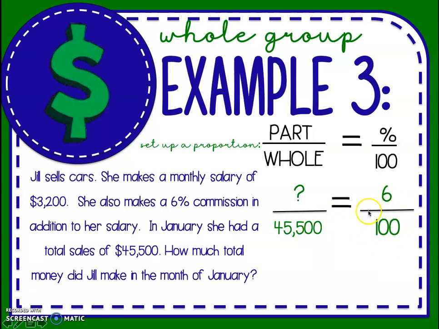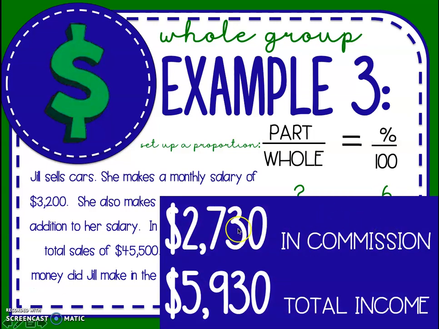And then we're going to divide out the 100, and that will give us her commission. So she made $2,730 in commission. Now, to get her total income, we have to take $2,730 and add it to her base salary, or her monthly salary, of $3,200. When we take her monthly salary, $3,200, plus her commission, $2,730, and add it together, we get her total income of $5,930.